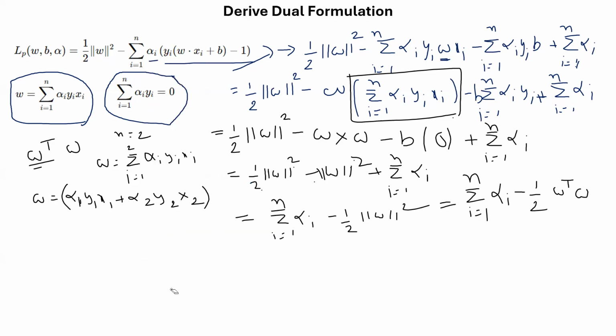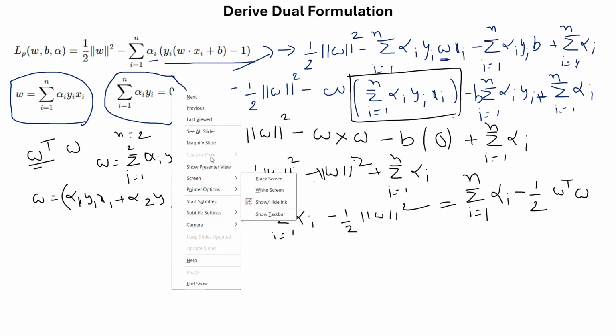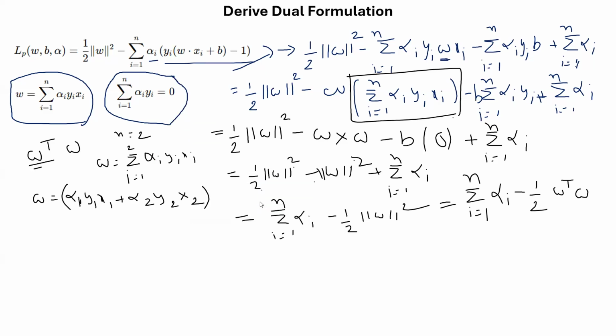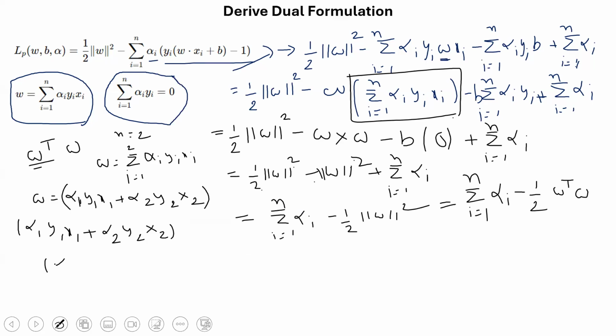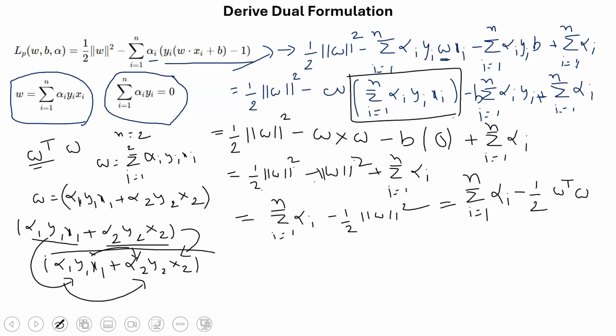Again, this is multiplied with the same W, right? So W square is nothing but alpha 1 y1 x1 plus alpha 2 y2 x2, multiplied by alpha 1 y1 x1 plus alpha 2 y2 x2. Now if you look at this, alpha is again getting multiplied with these two things, and this alpha is again getting multiplied with these two things. So if you have n terms, every term will get multiplied with this whole term, right?